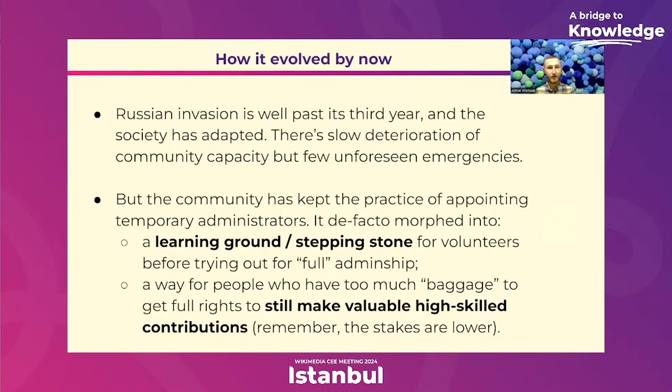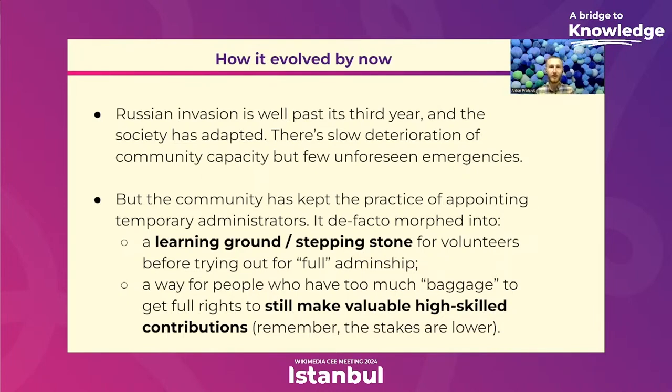The Russian invasion is already in its third year, and by now the community has adapted. So I would like to talk a bit about how it has adapted. Since we don't have a lot of unforeseen emergencies, even though the war slowly deteriorated the community's capacity, the community has kept the practice of appointing temporary administrators anyway, and it de facto morphed into two things.